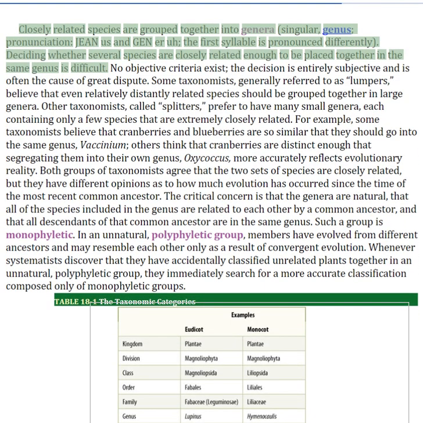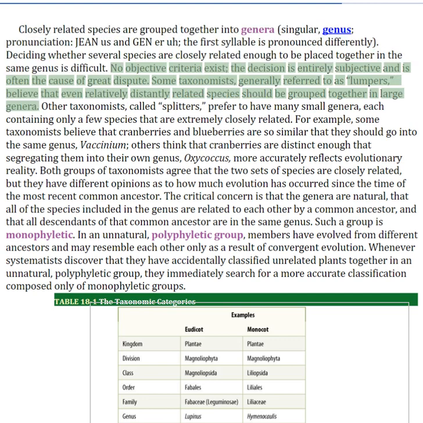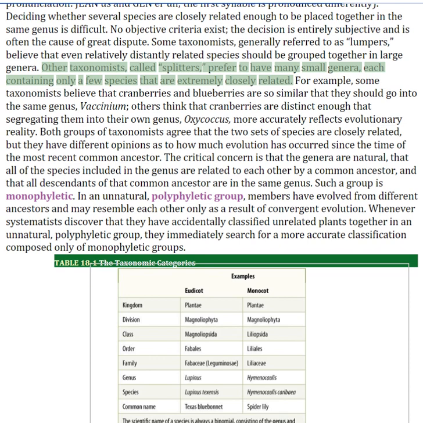Closely related species are grouped together into genera. Deciding whether several species are closely related enough to be placed together in the same genus is difficult. No objective criteria exist, the decision is entirely subjective and is often the cause of great dispute. Some taxonomists, generally referred to as lumpers, believe that even relatively distantly related species should be grouped together in large genera. Other taxonomists, called splitters, prefer to have many small genera, each containing only a few species that are extremely closely related.